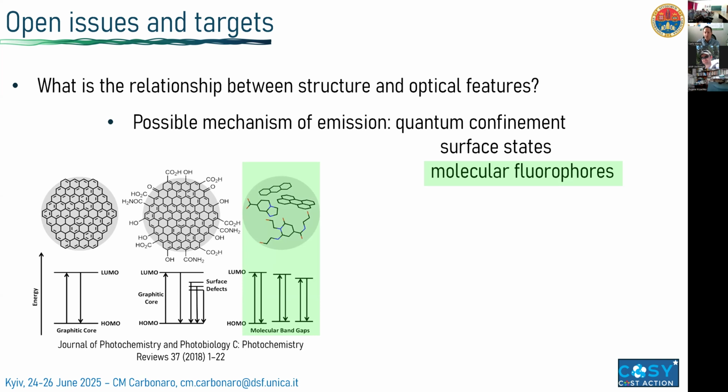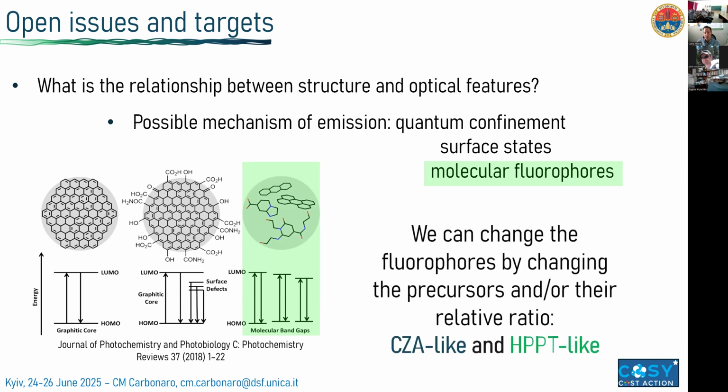So what we are interested in is the presence of this kind of fluorophores and how we can change the kind of fluorophores by changing the precursors and their relative ratio. In particular, we are interested in the production of blue-emitting fluorophores and green-emitting fluorophores. In the following, I will call them citrazinic acid-like fluorophores and HPPT-like fluorophores.